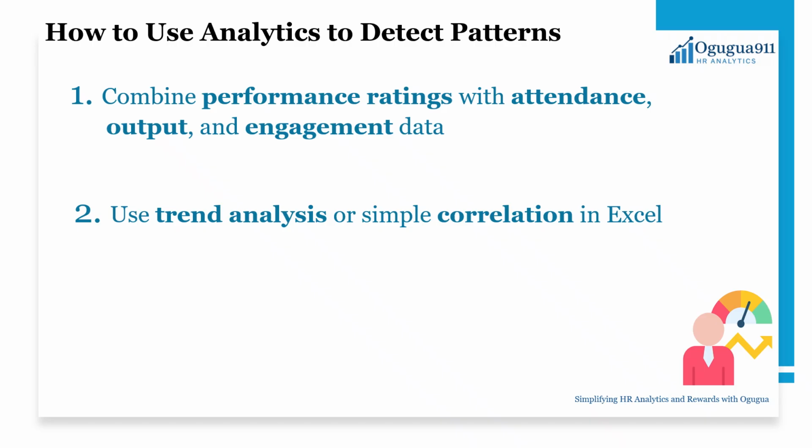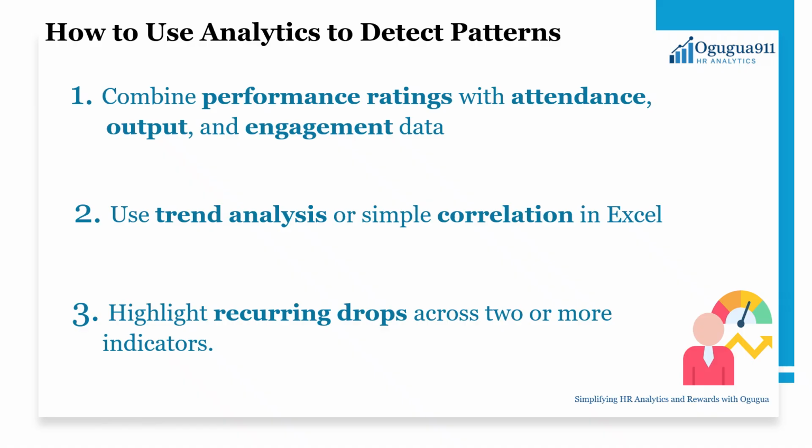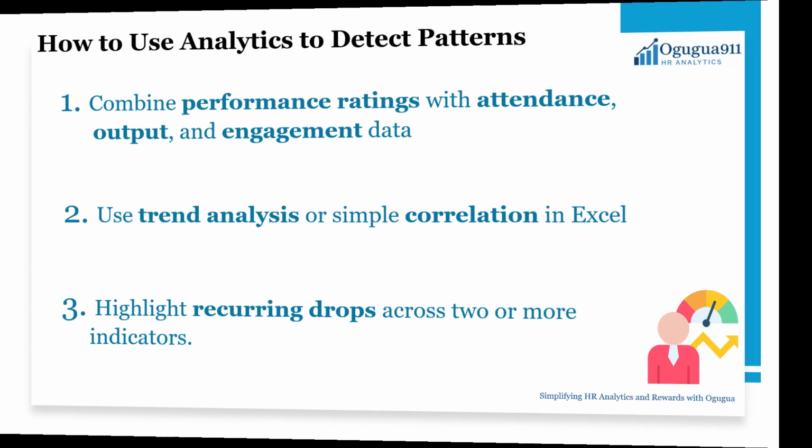Once you are done with this, it's also good to highlight recurring drops across two or more indicators. It's really unlikely that what you see in the data is happening randomly. Once this is done, you will know what your next line of action is as HR.